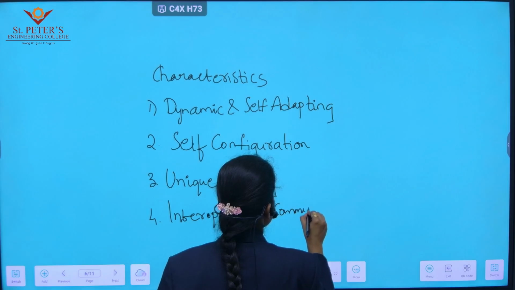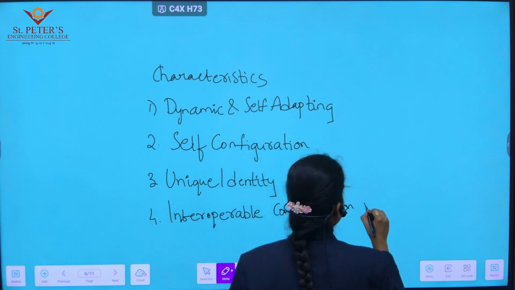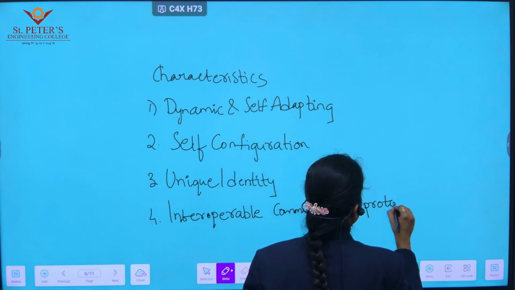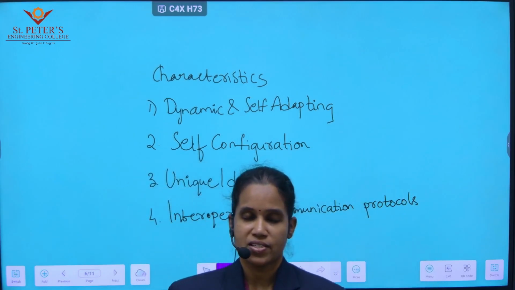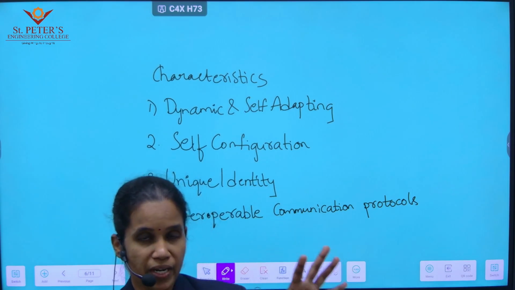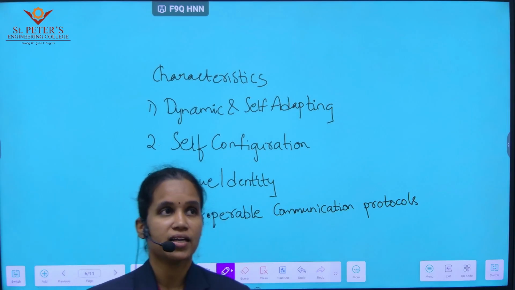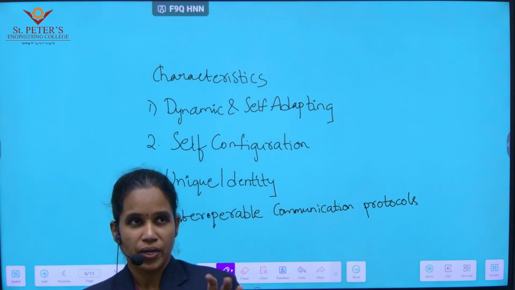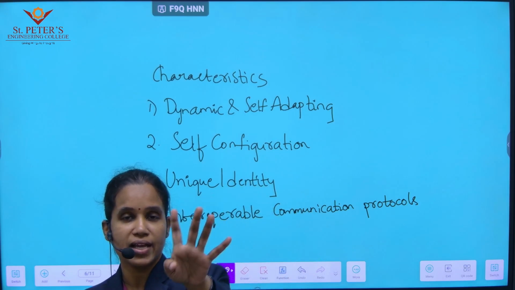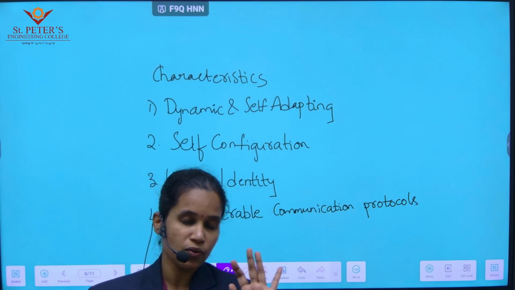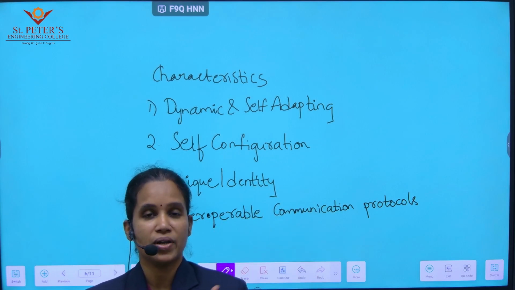So next, coming to the fourth one, interoperable communication protocols. Every IoT device, irrespective of the manufacturer company, should always be able to communicate with the other devices. Suppose I have installed 4 smart devices in my house: X company, Y company, Z company, and some W company. Irrespective of the companies, they should always be able to communicate seamlessly.